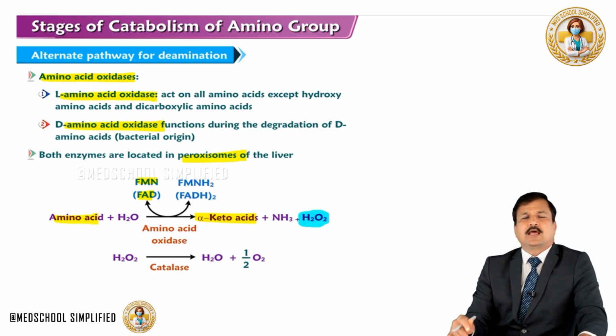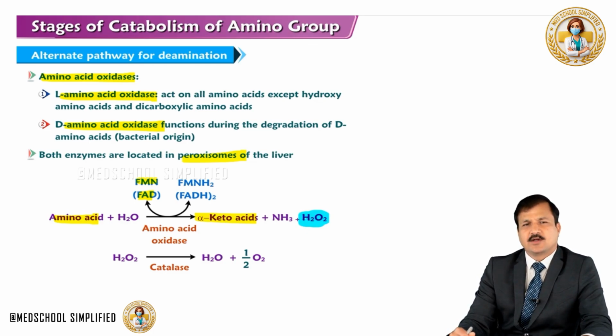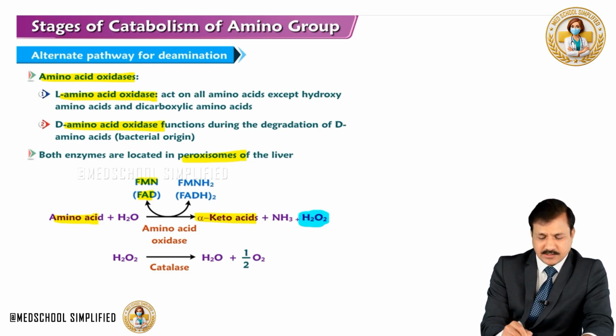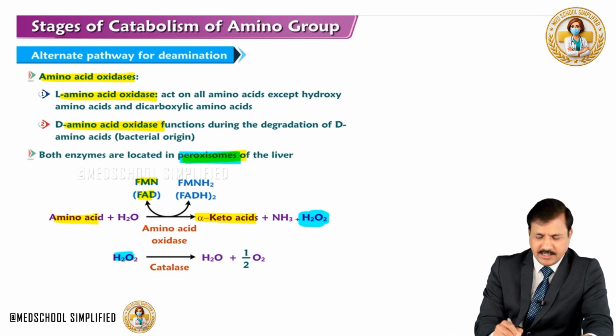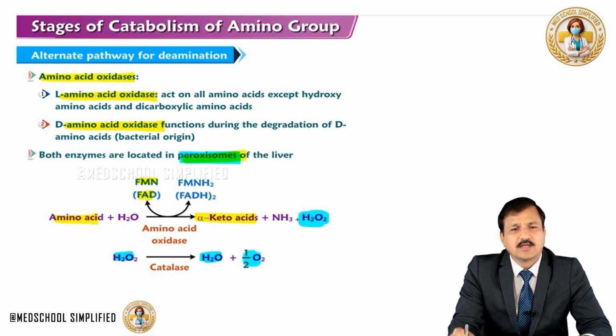That means whenever amino acid oxidases are acting on the amino acid for the deamination process, there will be release of hydrogen peroxide, and that's why this type of enzyme is located in the peroxisomes. Why? Because peroxisomes are rich in catalase enzyme. There is the highest concentration of catalase in the peroxisomes, where hydrogen peroxide is neutralized into water and an atom of oxygen, which will be released as molecular oxygen.